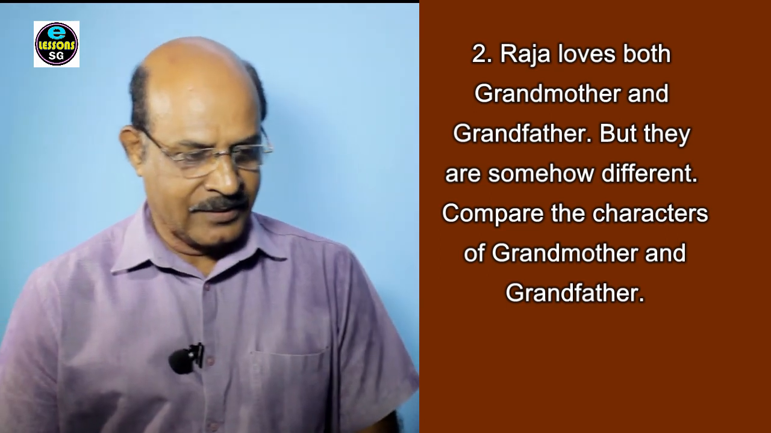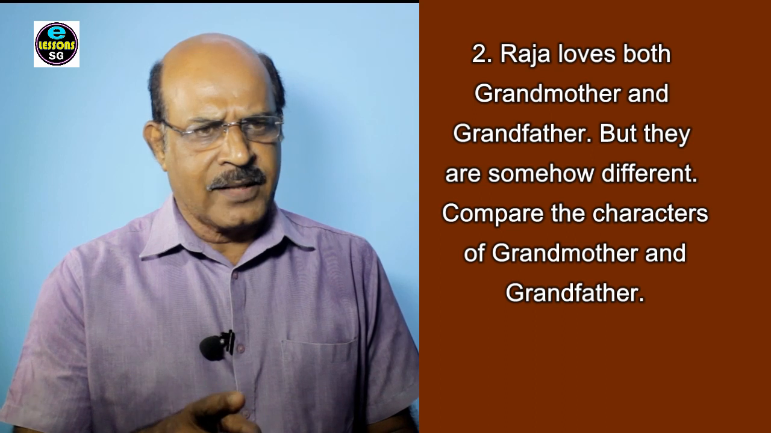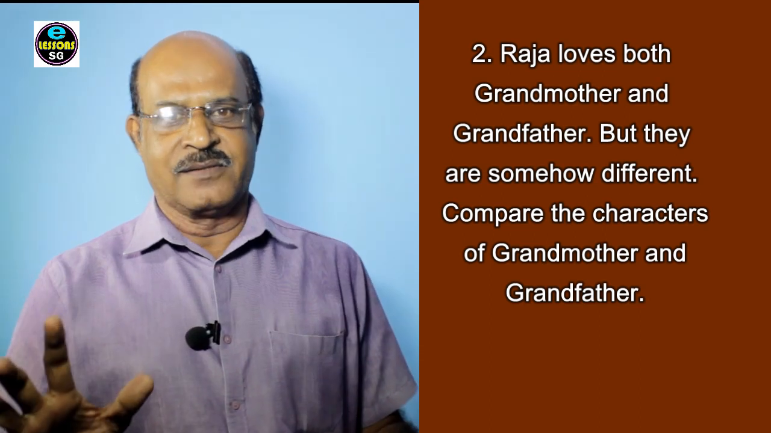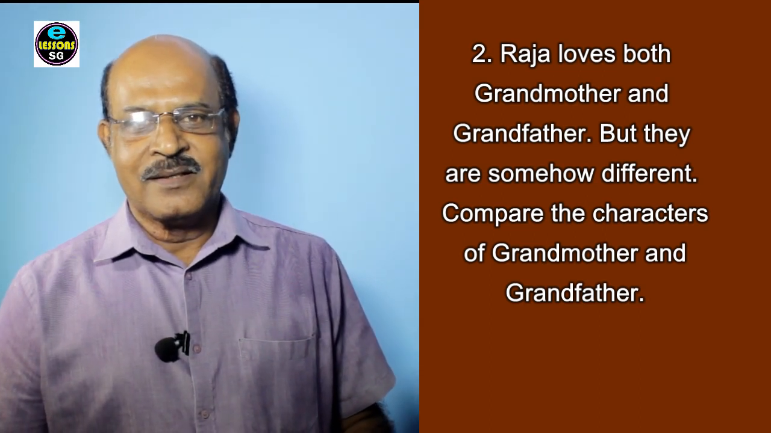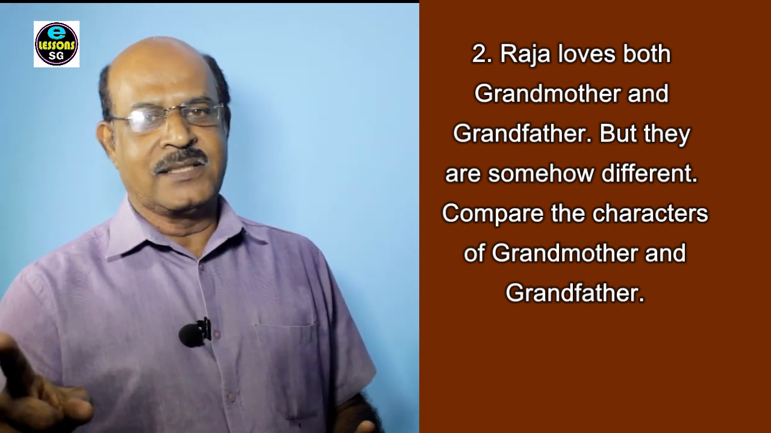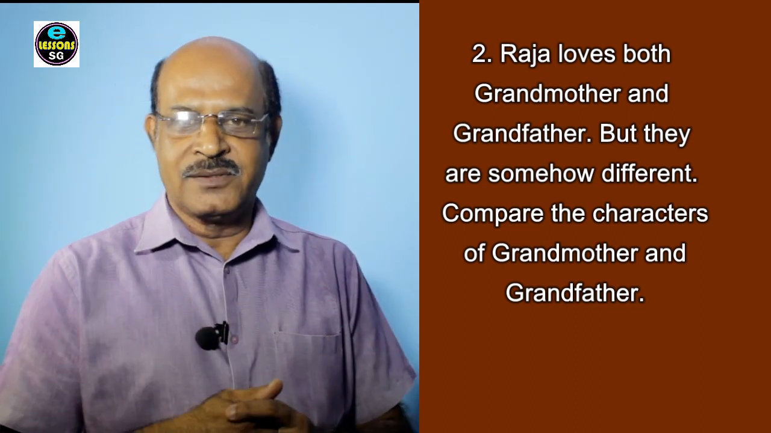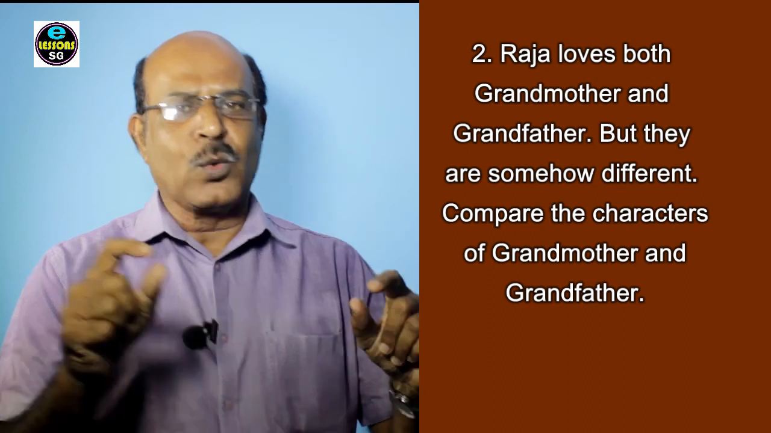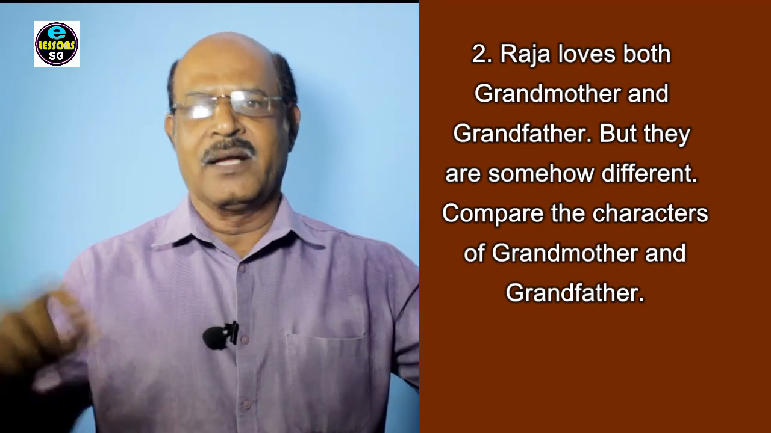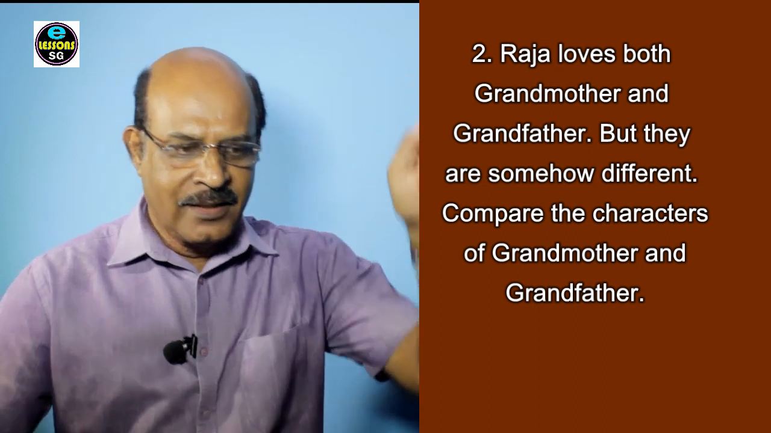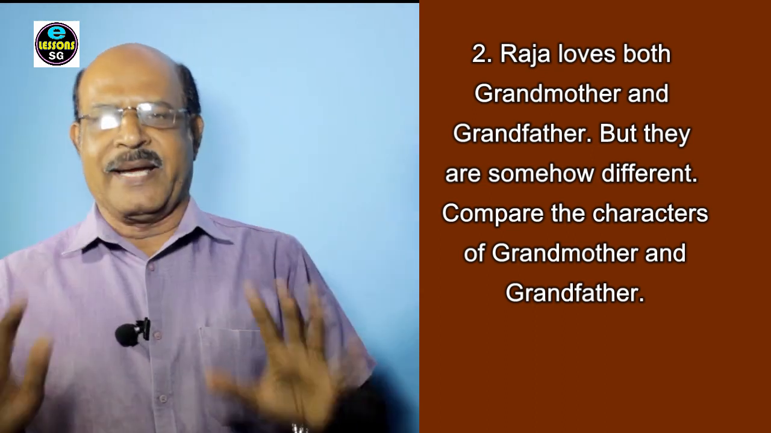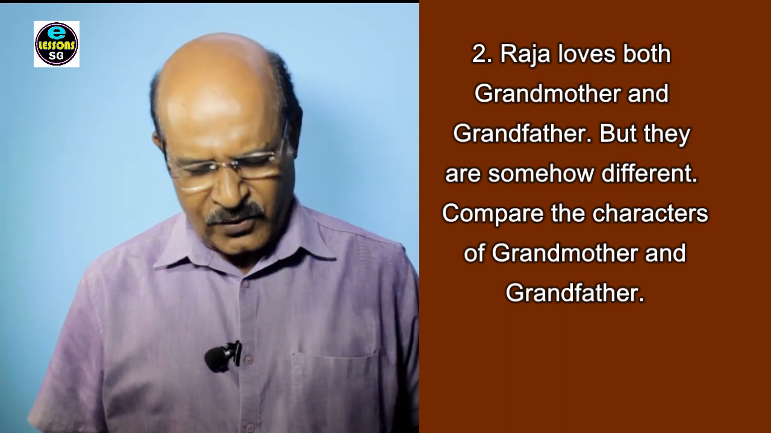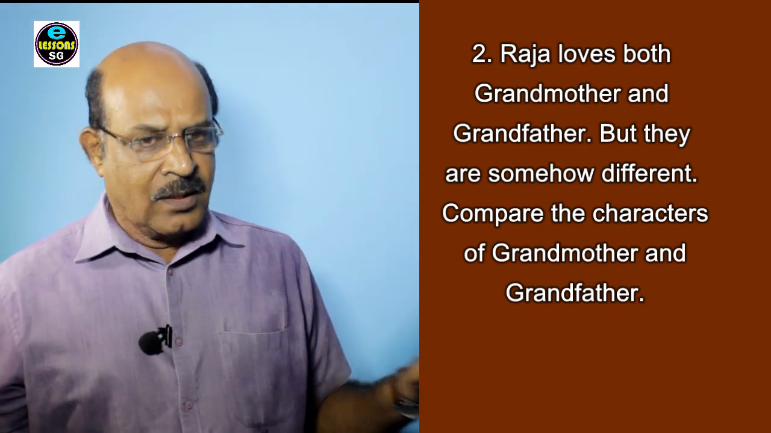Come to grandfather. Grandfather did not let Raja go outside and play with his friends. Why was that? Grandfather thinks that my grandson will be spoiled with his character. Likewise, one character of grandmother and one character of grandfather. You may compare grandmothers and grandfathers. You can write only three of grandfather and three of grandmother. That much. Let me say one more example.